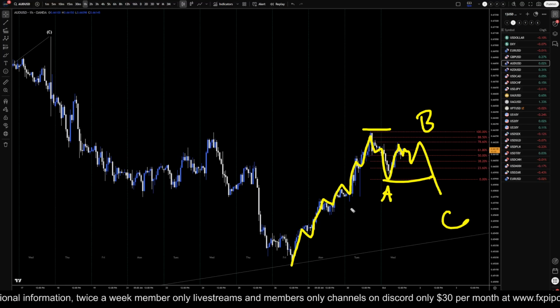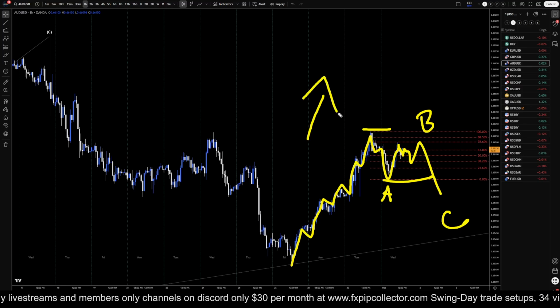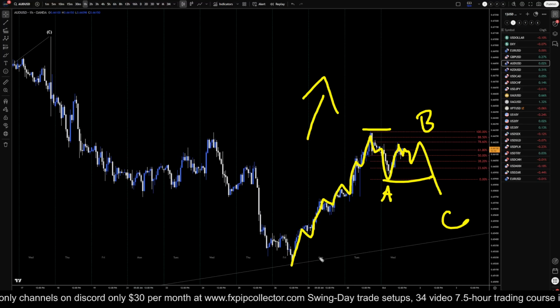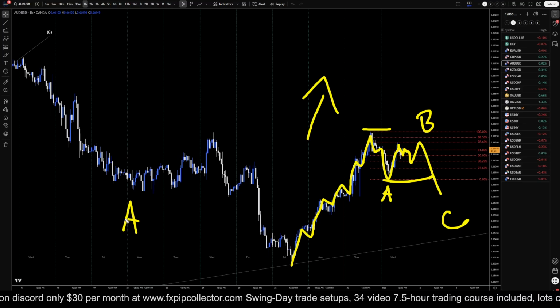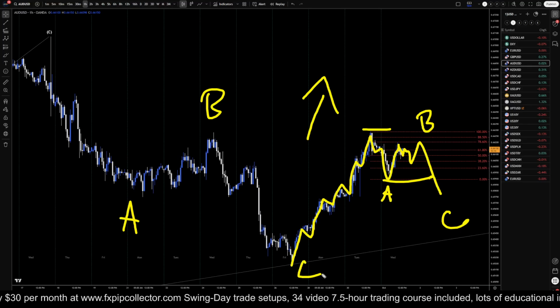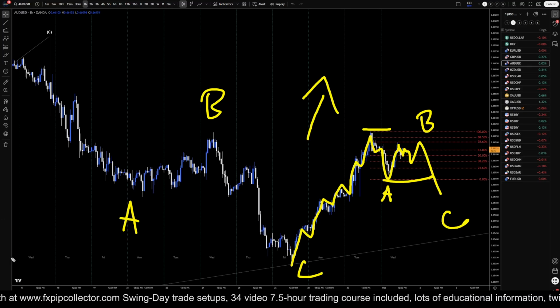Now, I would be a little bit cautious with trying to short this wave C because it doesn't necessarily even have to make a big wave C. It could very easily just continue the uptrend. So we do have to be a little bit cautious with our shorts, especially because, like I said, this is definitely more the shape of an ABC. I would definitely be more focused on longs right now.